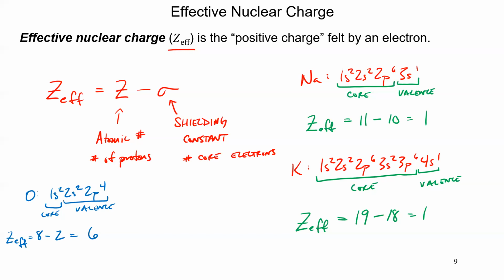Okay. What the Z effective does is it tells us a lot about how that atom holds on to its electrons, right? The higher the Z effective, the stronger an atom holds on to its electrons.